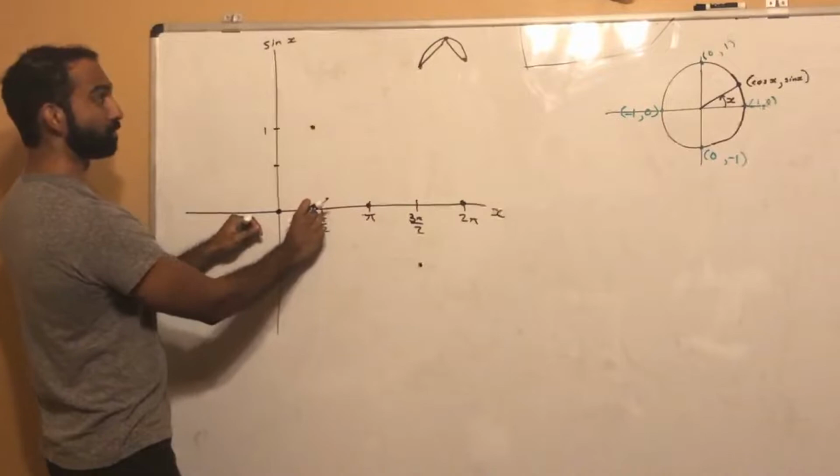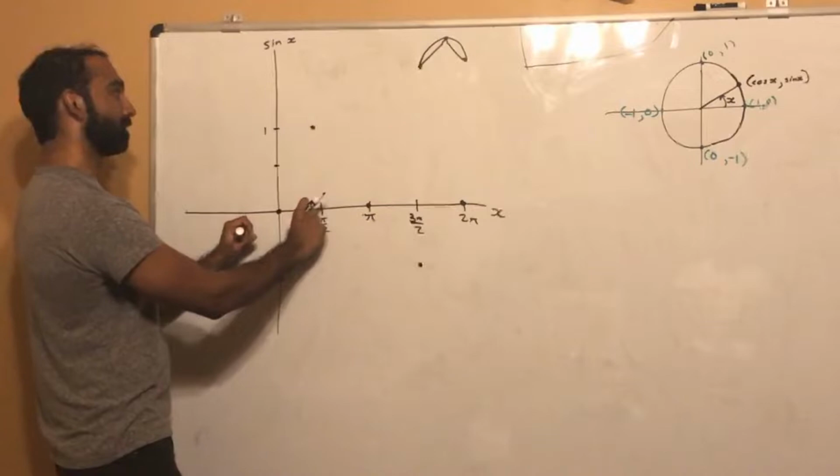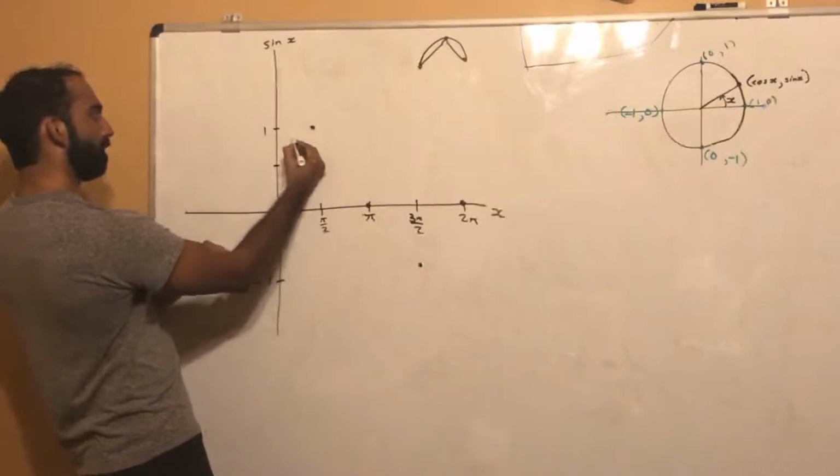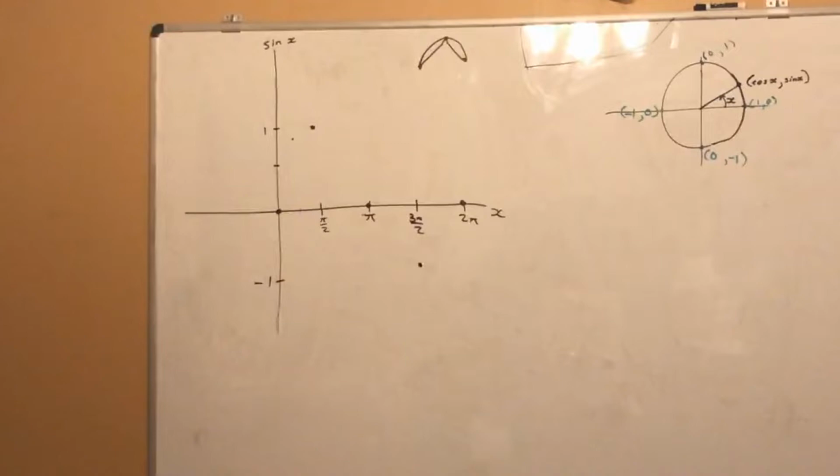It's root 2 over 2. Root 2 is about 1.4, give or take, so that's bigger than 1/2. 1.4 over 2 is about 7 over 10, 0.7. So already at the halfway point, we're going to be kind of up there. Makes sense? So it's going to be smooth.